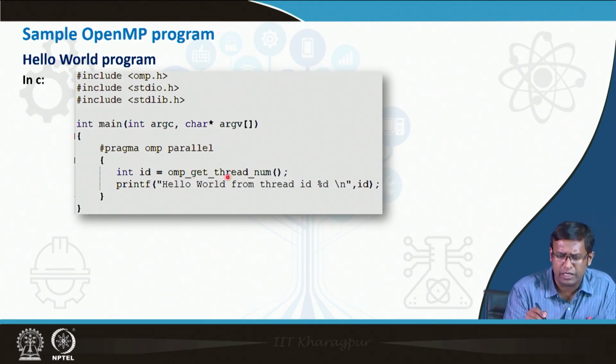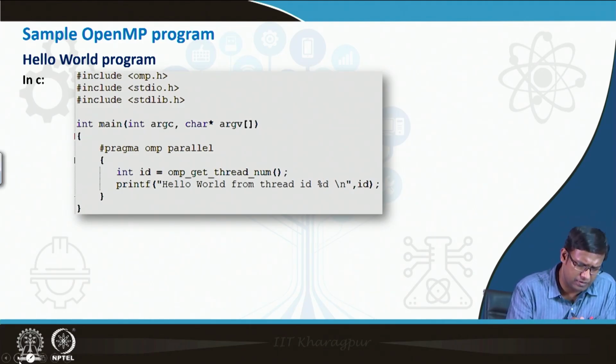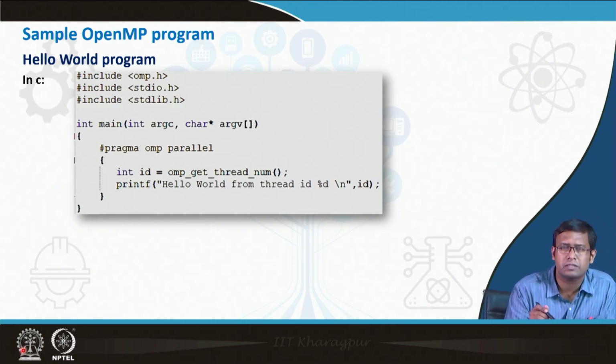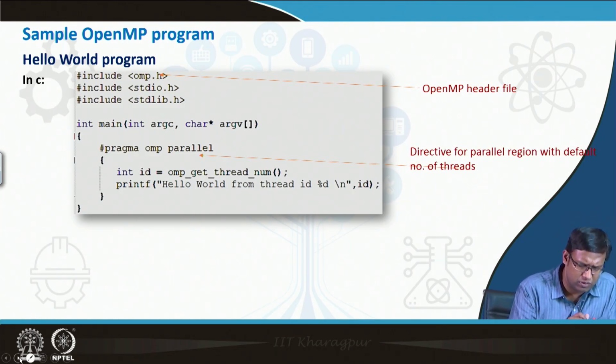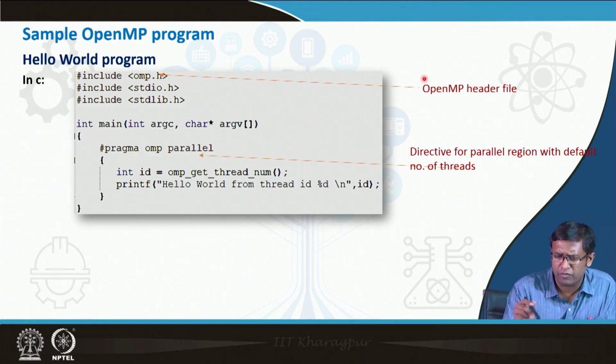So we write int id equals omp_get_thread_num, printf hello world from thread id. So int id is the thread number, and it will write hello world from this thread number. And this is a simple program. You can write this C program, just copy it and run it on your computer if you have GCC. So how to run it? Sorry, we'll see how to run it.